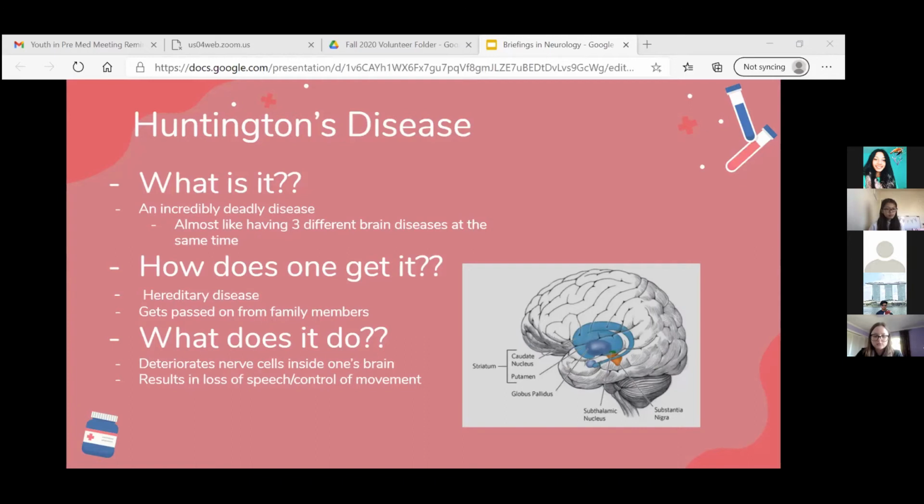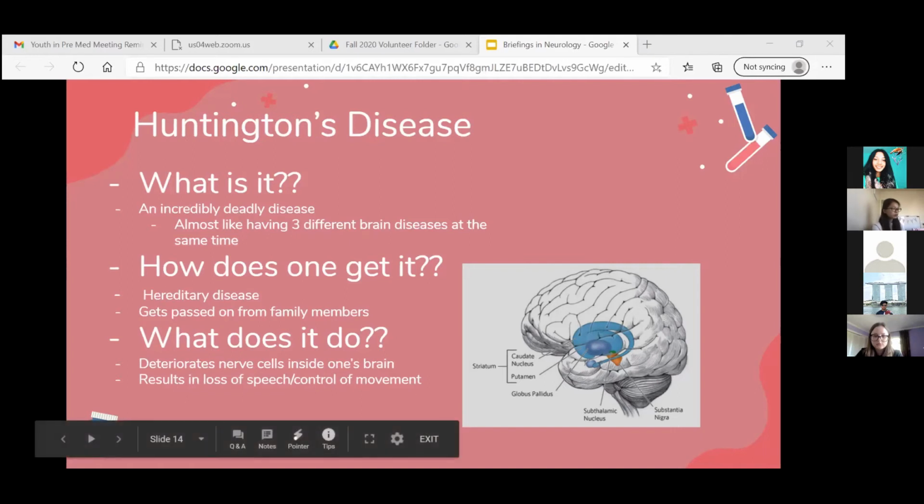Think of it like the coronavirus. Some people are suffering from it, but others are experiencing no symptoms. It is the same thing here. Having Huntington's disease is almost like having Alzheimer's, Parkinson's, and ALS at the same time.